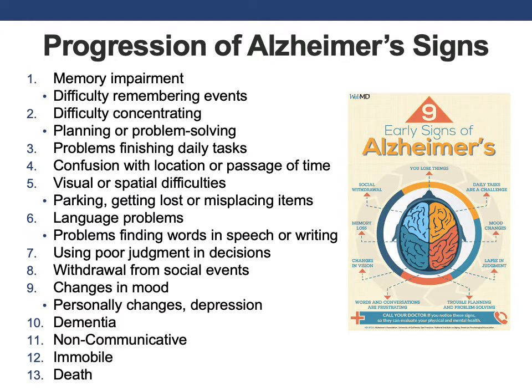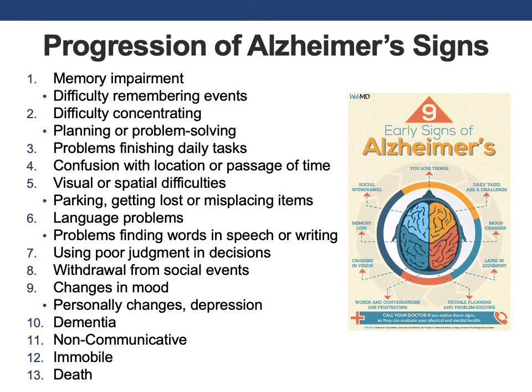Number 7, using poor judgment in decisions. For example, when they need to cross a highway and they see traffic coming, can they judge if they have enough time to cross the road? Or when they're washing a knife and they wash it with the blade towards their hand instead of away from it.